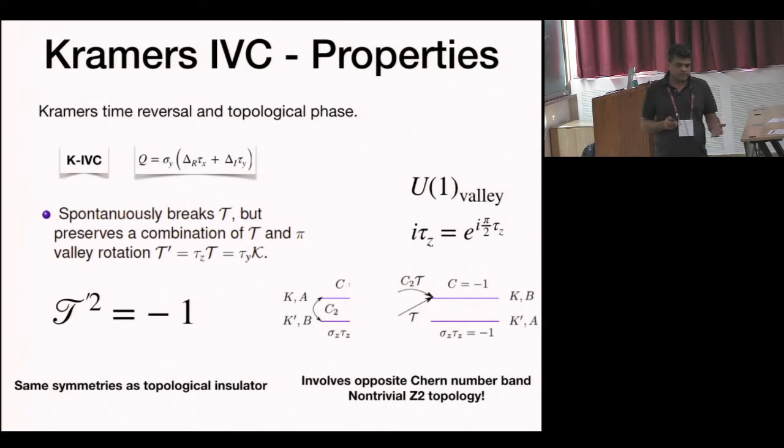So the state that you found is an insulator. It has some kind of composite time reversal symmetry, and it's a 2-dimensional topological insulator under those symmetries. Okay, so yeah.